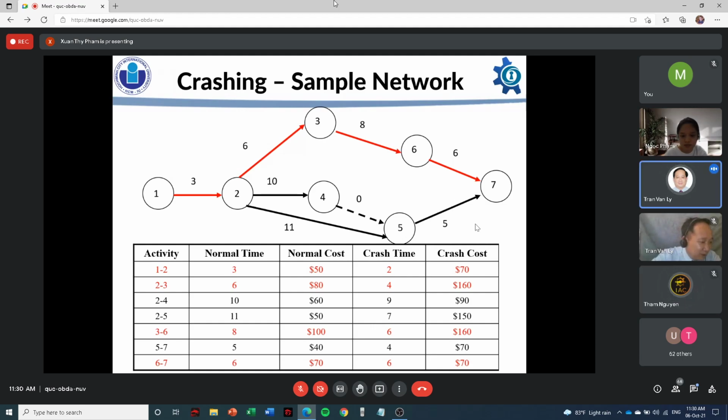Now, Nghi, Hiếu, you see the critical paths are moving because we crash some non-critical activity. So with that, we should summarize the process.